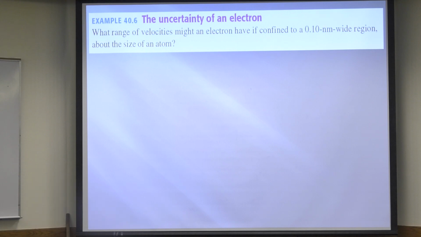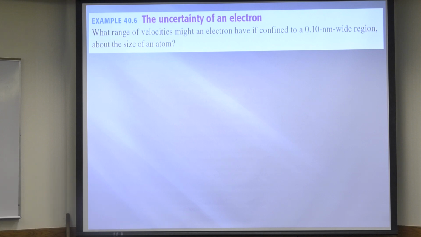So what range of velocities might an electron have if confined to a 0.1 nanometer wide region, about the size of an atom? This is a practical problem. You have this electron in an atom, and it's confined to that atom. So we want to see what range of velocities are possible. All right, let's do it.